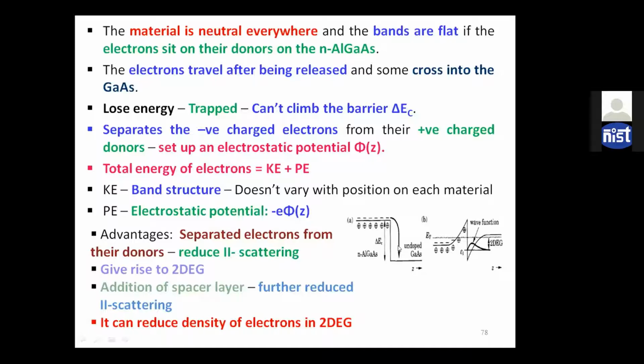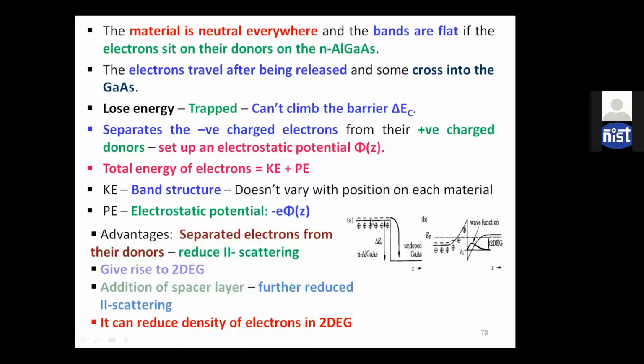That will set up an electrostatic potential due to these positive ions and negative electrons. So now the total energy of the electron present here is the sum of kinetic and potential energy. The kinetic energy can be obtained from the band structure. Normally the band structure doesn't vary with position.